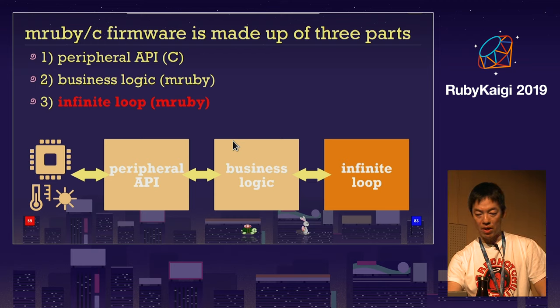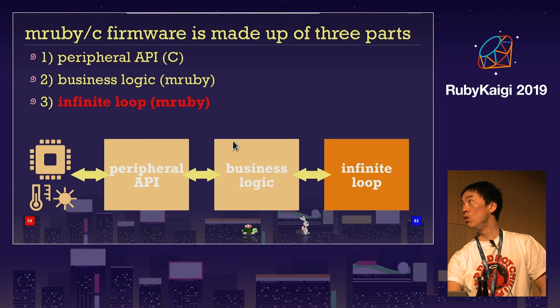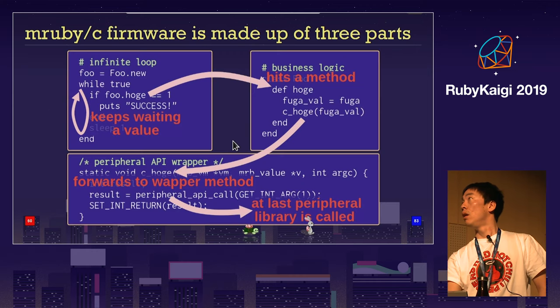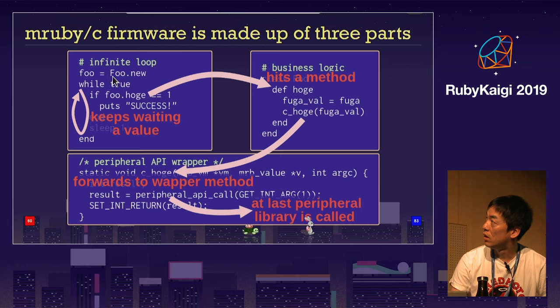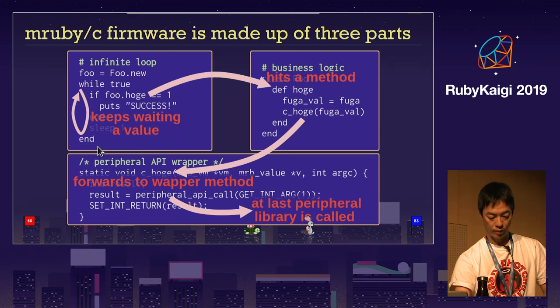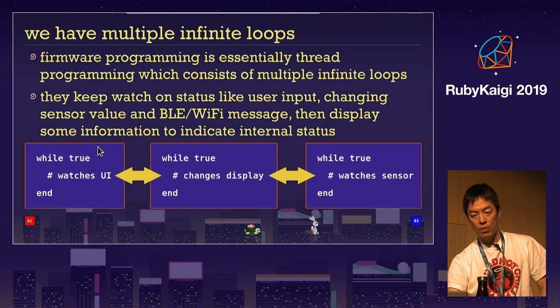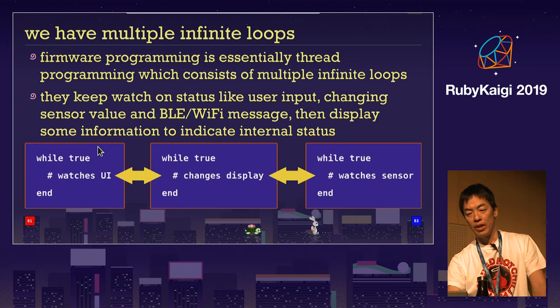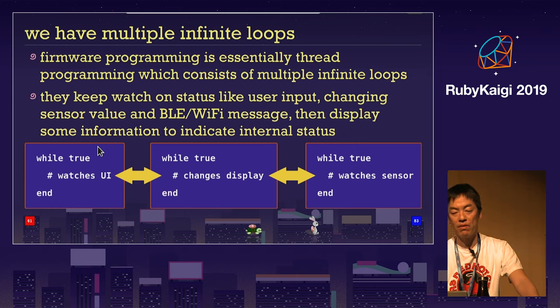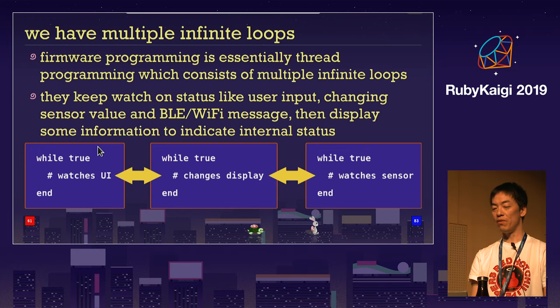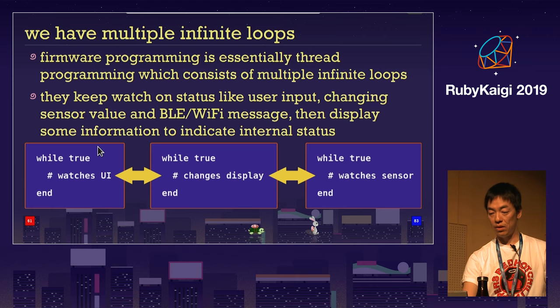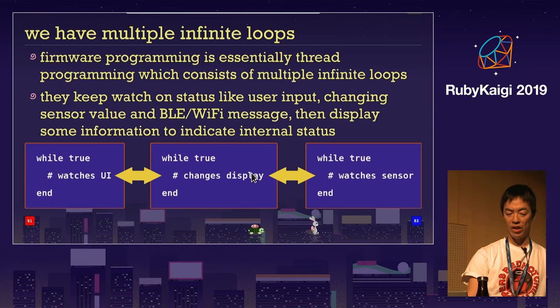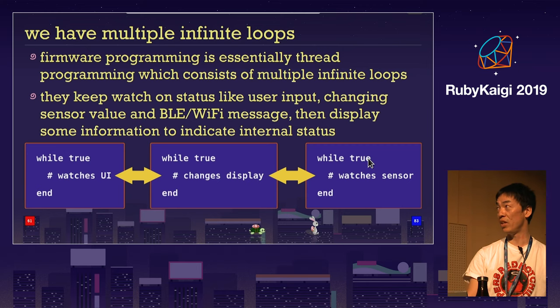Let's go to the final part of my talk. Three, infinite loop written in mruby. This part. This is infinite loop, while true, end. We have multiple infinite loops actually. Firmware programming is essentially thread programming. It consists of multiple infinite loops. They keep watching states like user input, changing sensor value, and the BLE Wi-Fi message, then display some information to indicate internal status. Like this, all the loops go hand in hand together simultaneously.